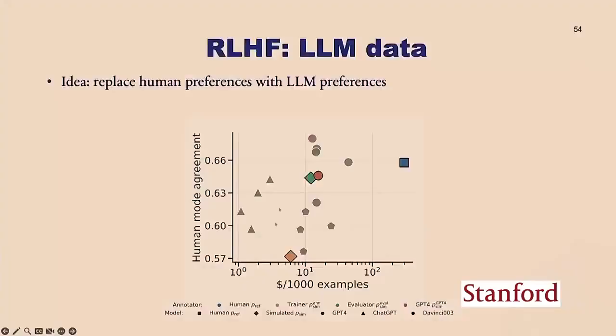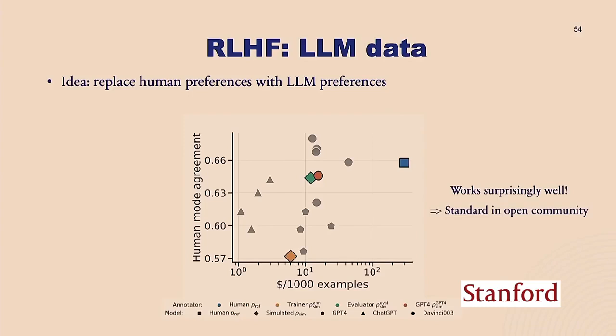And here I just showed many different models. And you see that models are much cheaper, and they can actually get higher agreement with the mode of humans than humans themselves. The reason is that humans have a lot of variance, models have no variance. So they might be a little bit more biased, but have less variance. So it works surprisingly well, and now it's kind of the standard in the open source community.